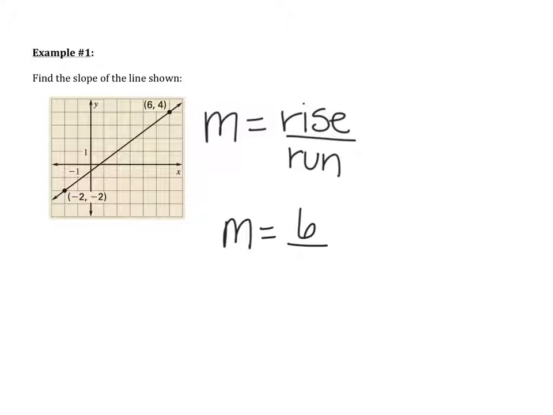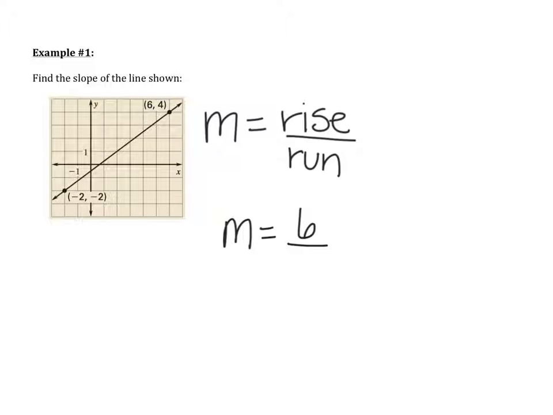I know my slope m is going to be equal to 6 over something, and now I need to find the run. Remember, I've already counted up 6 units, so I'm right here, and I'm going to find the run by counting over to that point. I'm going to the right: 1, 2, 3, 4, 5, 6, 7, 8. I went to the right 8 units, so that would be positive.